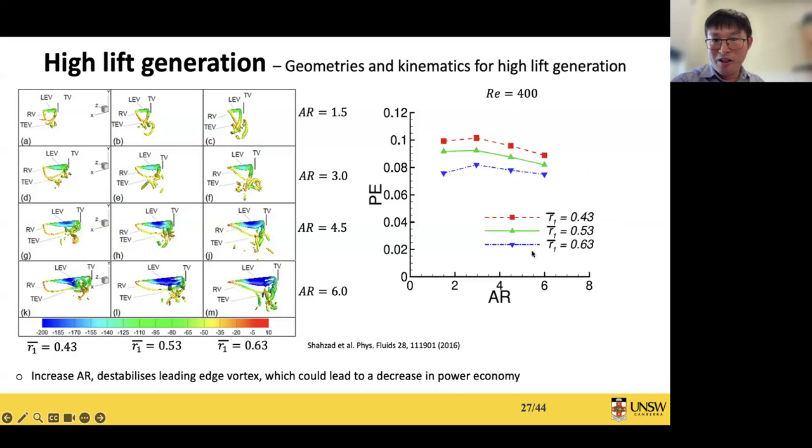And therefore, if we look at this, when aspect ratio is lower, we can increase the power economy slightly, but if we further increase it to higher aspect ratio, the power economy actually decreases. That's a major outcome for this.